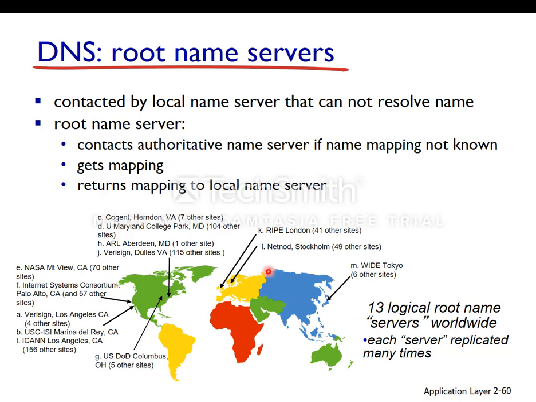So I told you there are 13 root name servers. These servers are actually replicated across the world, and they're named from A to M. Okay, so we can see A here. The primary site is VeriSign in Los Angeles, but it's replicated in 4 other sites around the world. B is at the University of Southern California. It's interesting, it's also located in Los Angeles, but it's replicated in 156 other sites around the world, and so on. So each server is replicated many times.